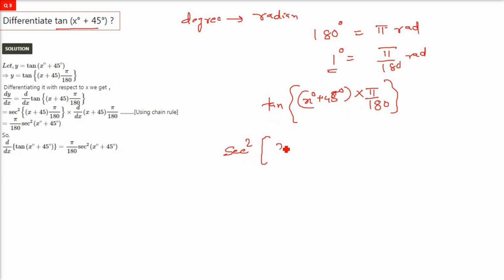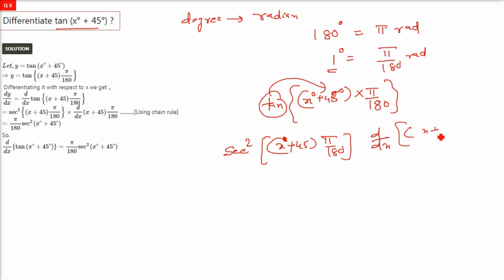So first, the derivative of tan theta is sec square theta. And then we have x plus 45 degree. This is not degree, it is x plus 45 pi by 180 because it is radian. So sec square theta, then you have to differentiate the inside one also. That is the chain rule. So d by dx of (x plus 45) into pi by 180. You don't write degree now because you have already converted it.